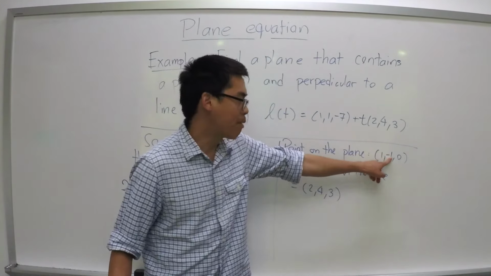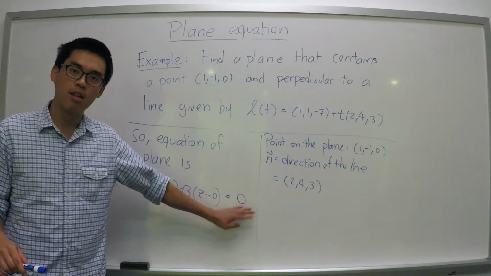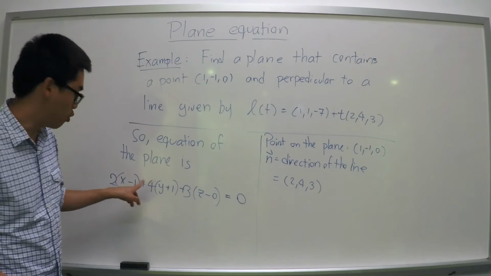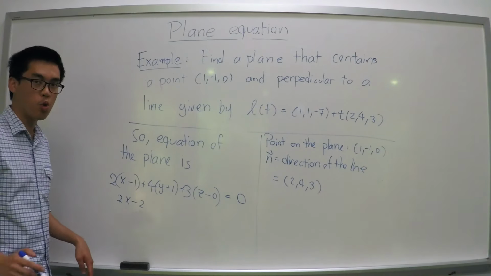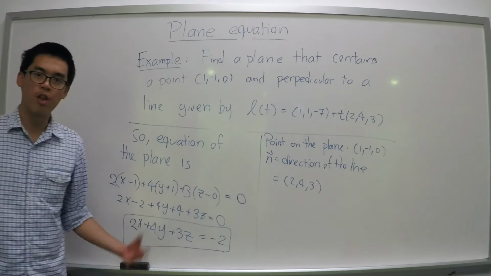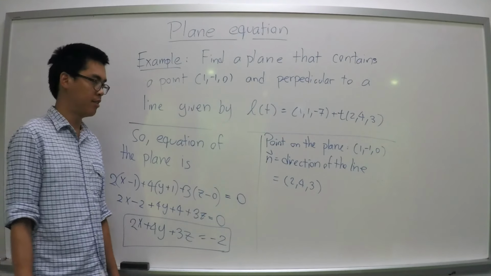Alright, so this could have been your final answer, except some instructors would prefer you to rewrite this in the form of ax plus by plus cz equals d. In that case, you would distribute everything and move all the constants to the right-hand side. In this case, you multiply the 2 through, you have 2x minus 2, and do the same for the rest. Then you combine all the constants and move them to the other side. In this case, it's minus 2 plus 4, which becomes plus 2. Move to the other side, it becomes minus 2. Right, so that is definitely your final answer.